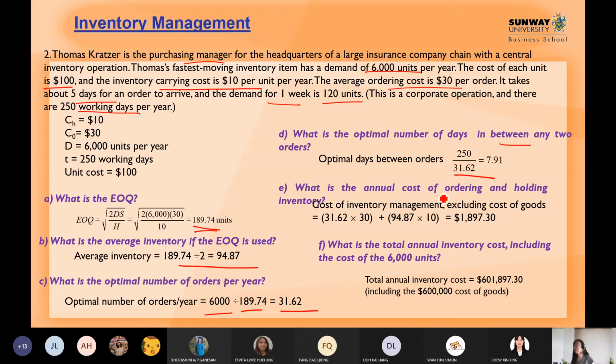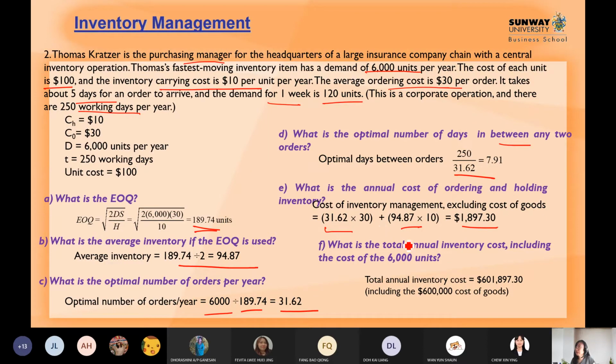Okay, and what is the annual cost? It's the cost of inventory. 31 orders. The ordering cost is the ordering cycle times the 30, where 30 is the ordering cost. So you order 31.62 times 30, 94.87. 94.87 is the average inventory cost. Multiply by 10: 1897.30.